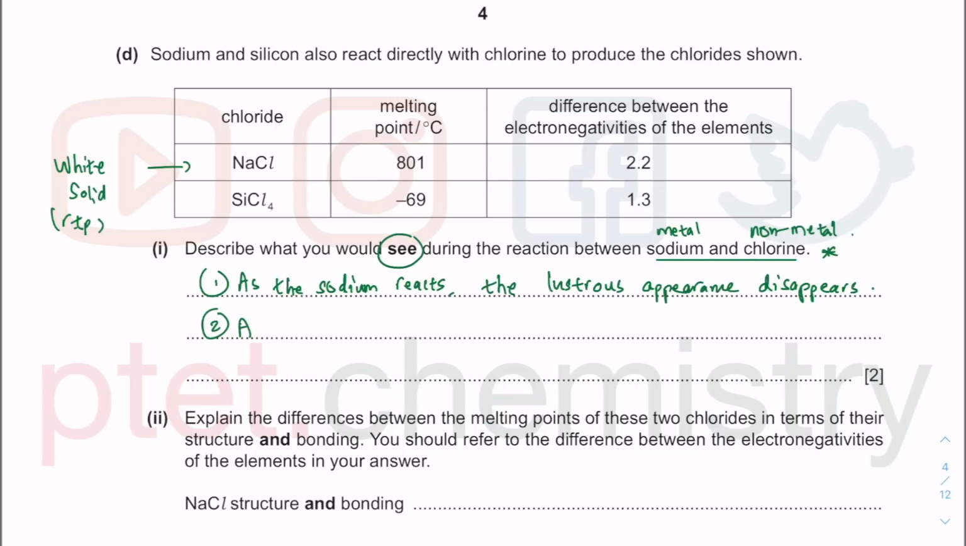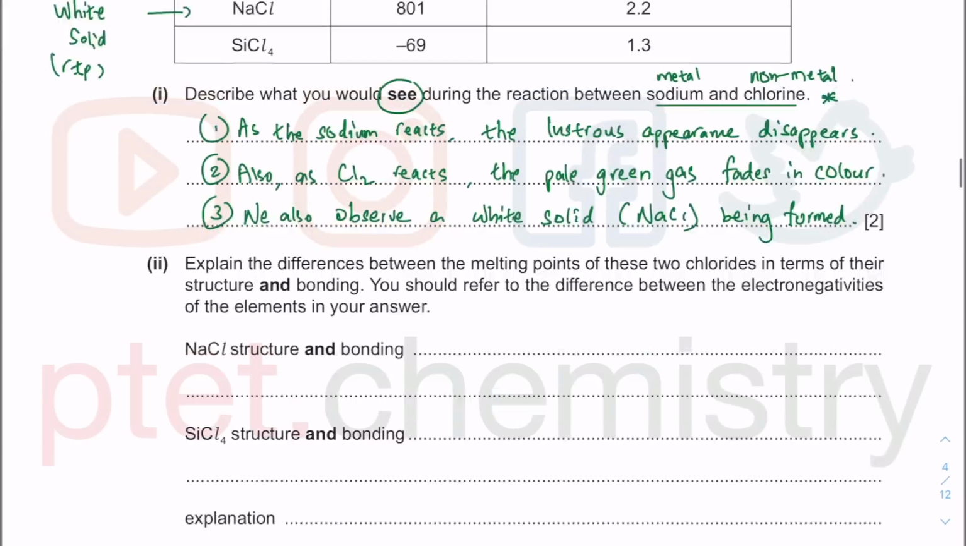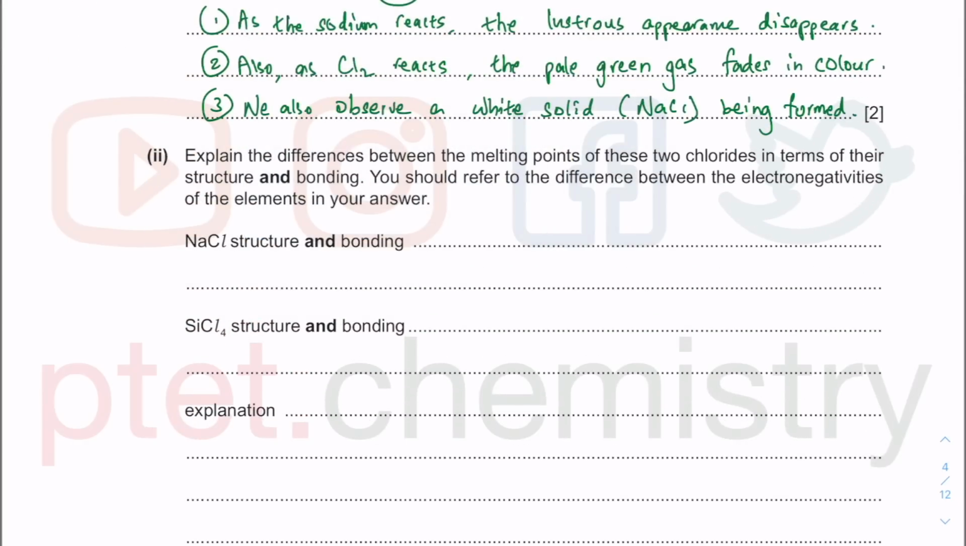Also, the chlorine exists as Cl2 molecules. It's a pale green gas, and the pale green gas will fade in color. It gets lighter and lighter as it reacts. But last but not least, we also observe a white solid being formed. This white solid is sodium chloride, but you do not see sodium chloride, you observe a white solid being formed, as it is a giant ionic lattice structure. It has a high melting point, and therefore it exists as a solid at room temperature and pressure.